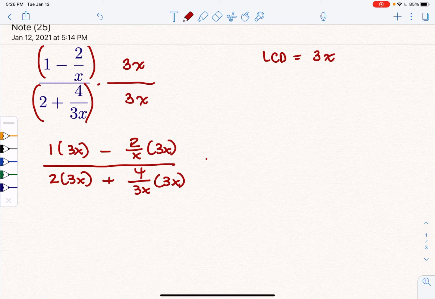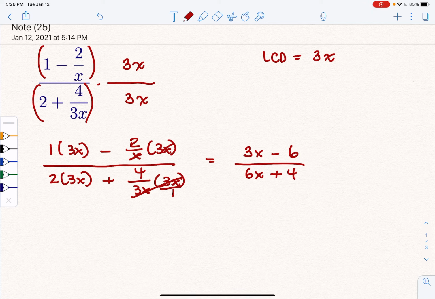And if we simplify that, 1 times 3x is 3x. Here the x's cross out and we're left with 2 times 3, which is 6. Downstairs we have 2 times 3x, which is 6x. Here the 3x's cross out because remember that's really 3x over 1. And we get 6x plus 4.